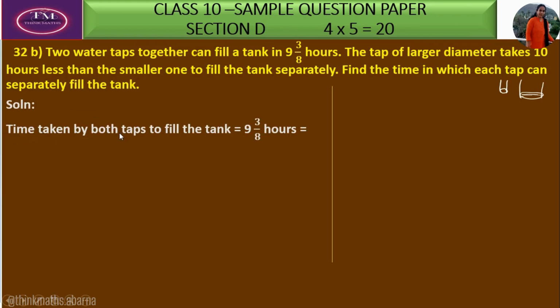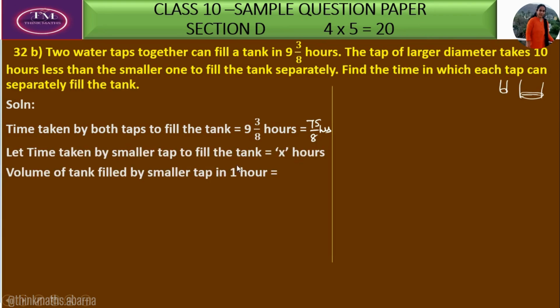So the time taken by both taps to fill the tank is 9 3 by 8 hours. If we convert this mixed fraction to a fraction, 9 into 8 is 72, 72 plus 3 is 75 by 8 hours. So this is the time taken by both taps to fill the tank. Let us assume the time taken by the smaller tap as x hours. Now the volume of the tank filled by the smaller tap in 1 hour: the smaller tap takes x hours to fill the tank, so for 1 hour it will be 1 by x.